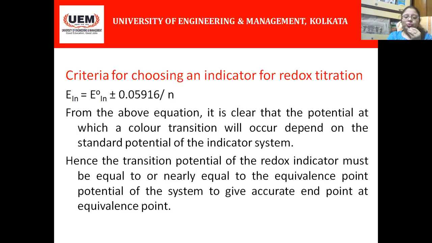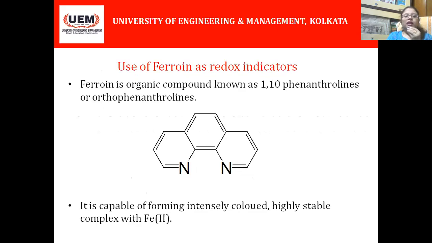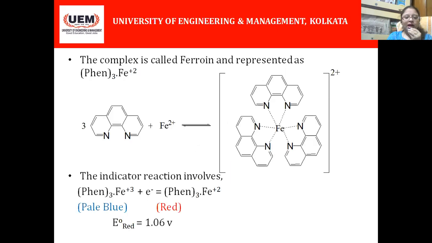So, the transition potential of the redox indicator must be equal or nearly equal to the equivalence potential of the system, such that it can give an accurate endpoint at the equivalence point. Here we are going to use the ferroin indicator. Ferroin is a 1,10 phenanthroline compound, and it is capable of forming an intensely colored, highly stable complex with iron 2+. It generally forms a chelate complex with iron.